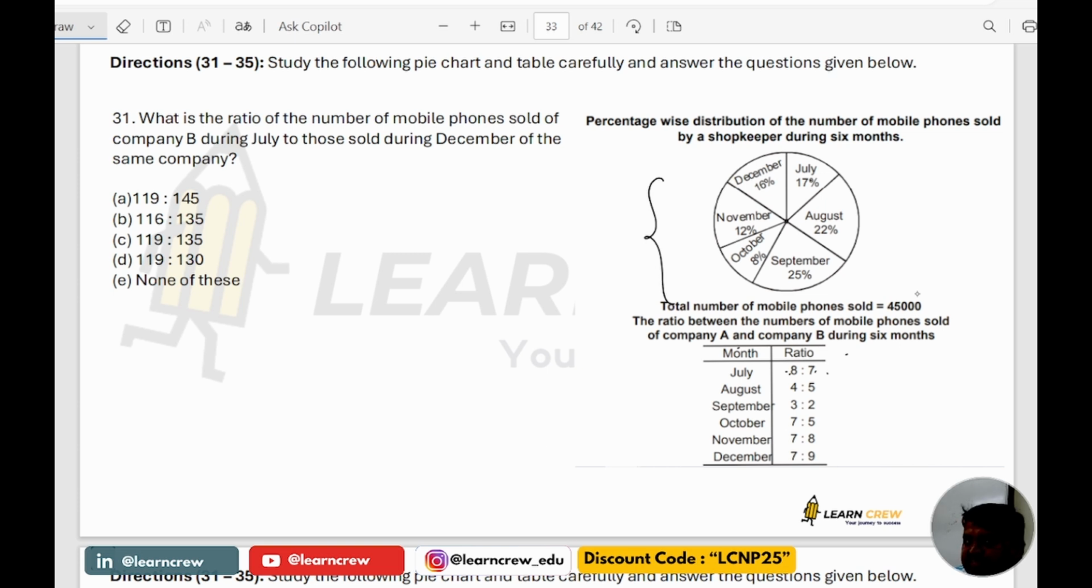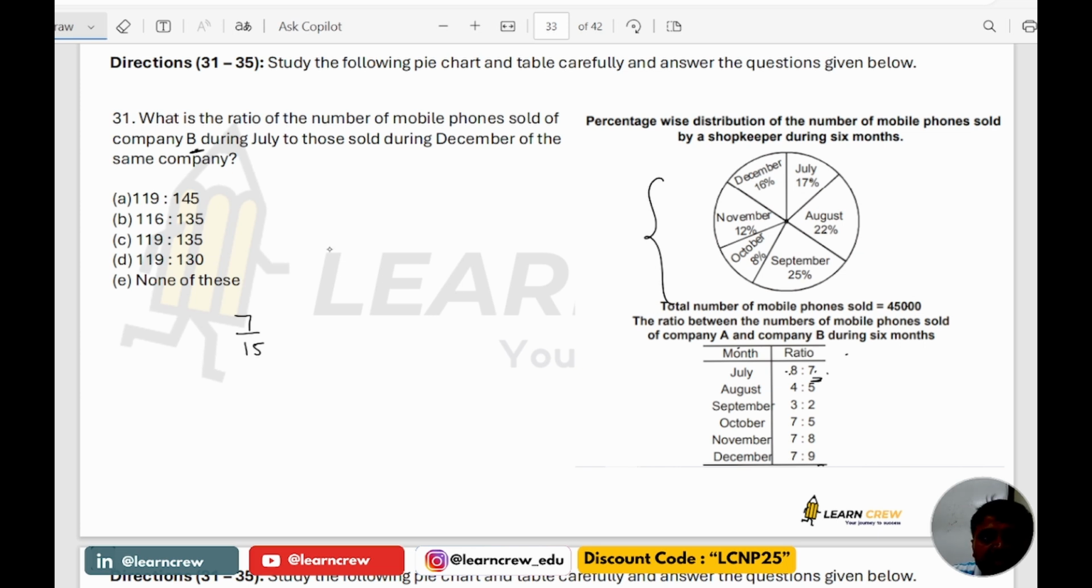This is 17% of 45,000. Now the question is, what is the ratio of the number of mobile phones sold by company B during July to those sold by the same company in December? So for company B only, July and December. How much is it in July? 7 by 15.